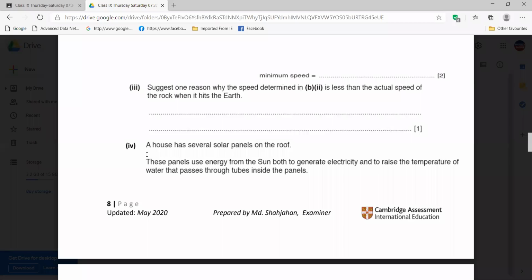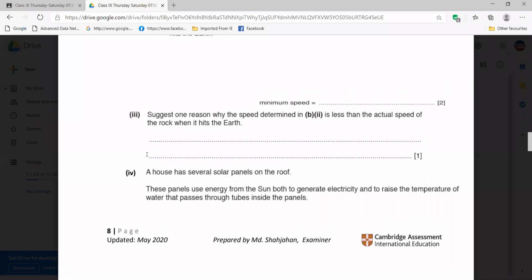So do you understand from the language what they are asking you? Yes, sir. What are they asking you? They are asking that the speed you got, 167 meters per second, is less than the actual speed. The speed could be more. Why? Now the speed you calculated is not giving you the actual speed. It is less than the actual speed. What is the reason?